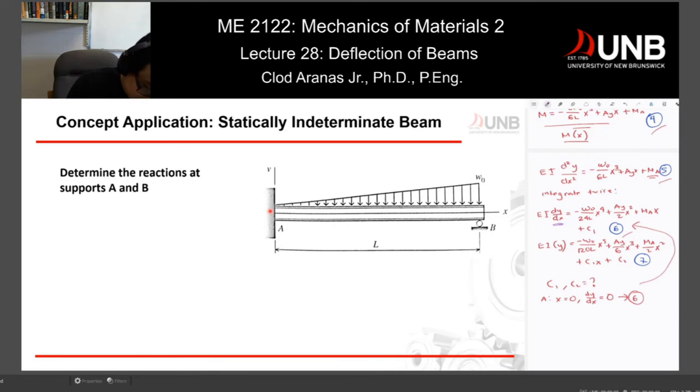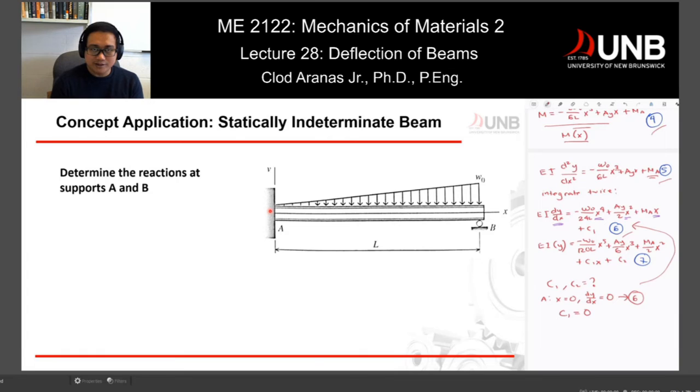This term will be 0. X will become 0. That will become 0. That will become 0. And there you go. C1 is equal to 0. I hope the exam will be that straightforward. But yeah, maybe. Yeah, C1 is equal to 0.